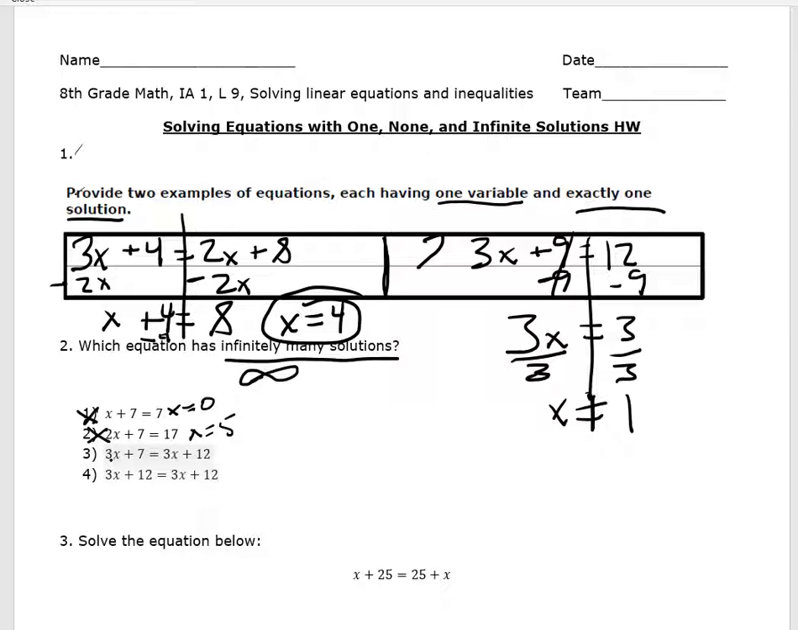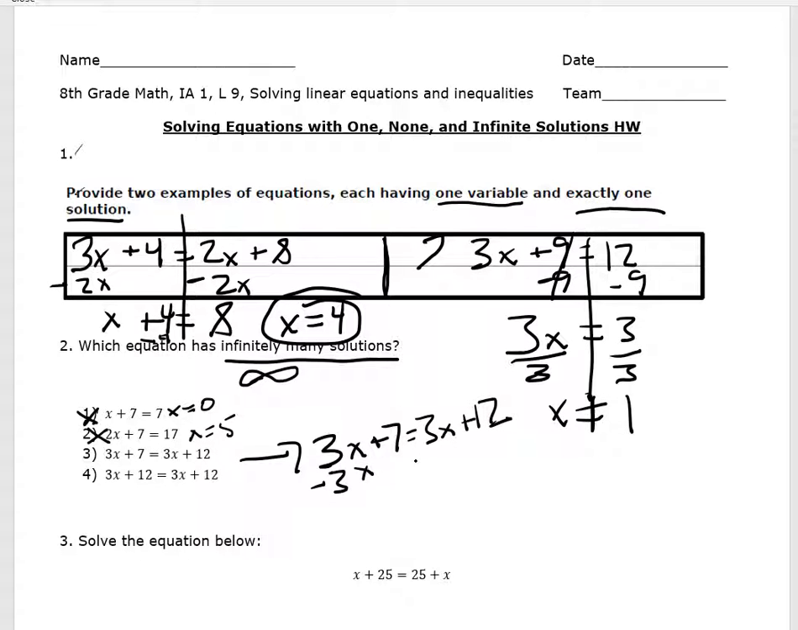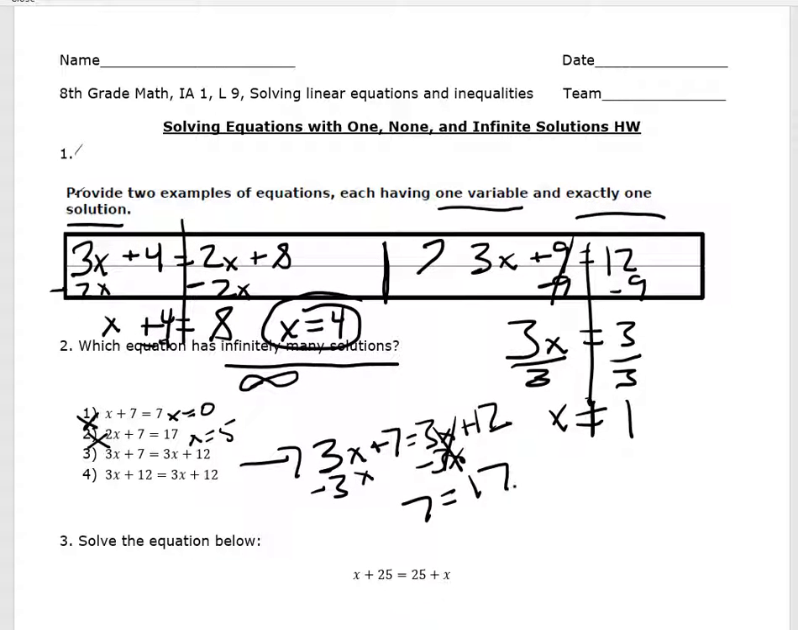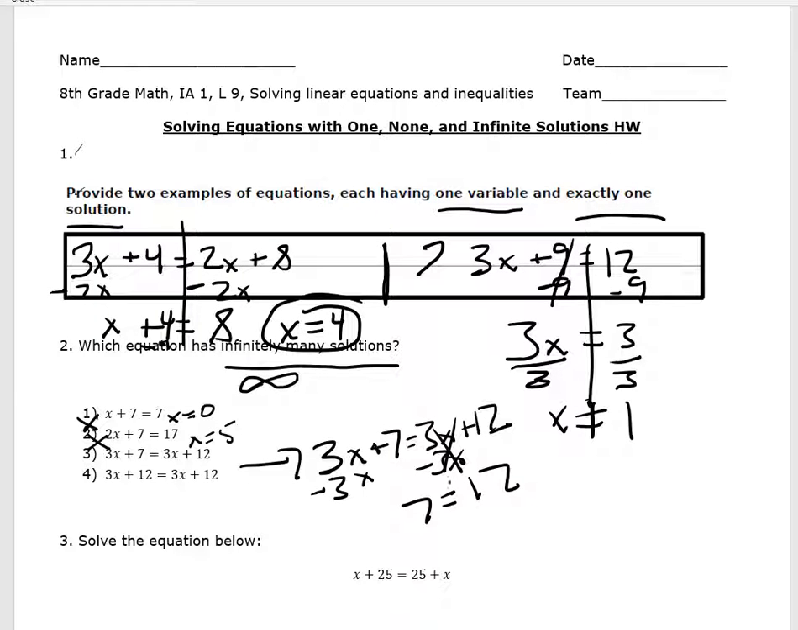Now in this problem, I have 3x plus 7 is equal to 3x plus 12, and I'm going to show you here how I would do that. 3x plus 7 equals 3x plus 12. If I were to attempt to isolate the variable, I would subtract 3x from both sides. It would eliminate the 3x altogether. I'd be left with 7 equals 12. That's not true, right? So that has no solutions.